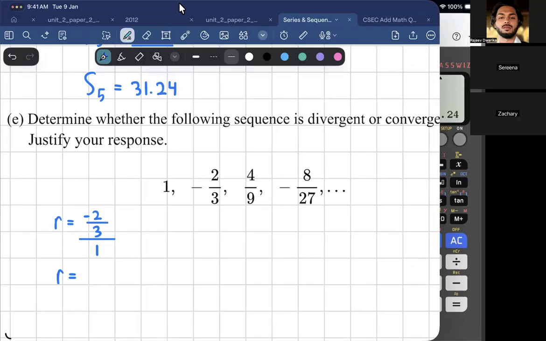Zachary, what would minus 2/3 over 1 give you? I'll get minus 2/3. It gives you minus 2/3. But again, you can't just do it for 1, right? You need to show that it's a common ratio you have. So then we could do it for 4/9 all over minus 2/3. And again, you will get minus 2/3.